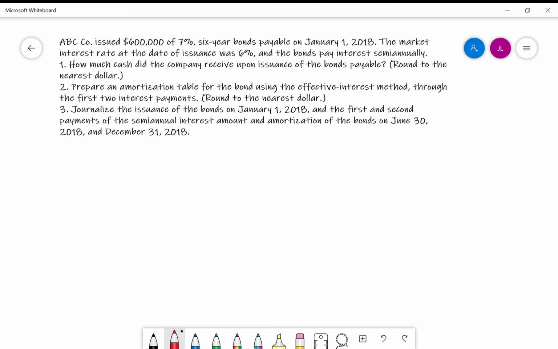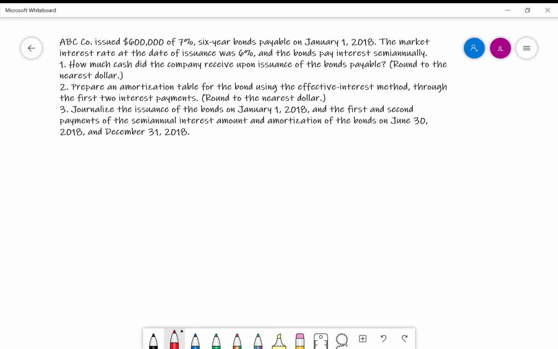So, we've got ABC Company here. They're issuing $600,000 of 7% 6-year bonds payable on January 1st, 2018. The market rate at the date of issuance was 6%, and the bonds pay interest semi-annually.